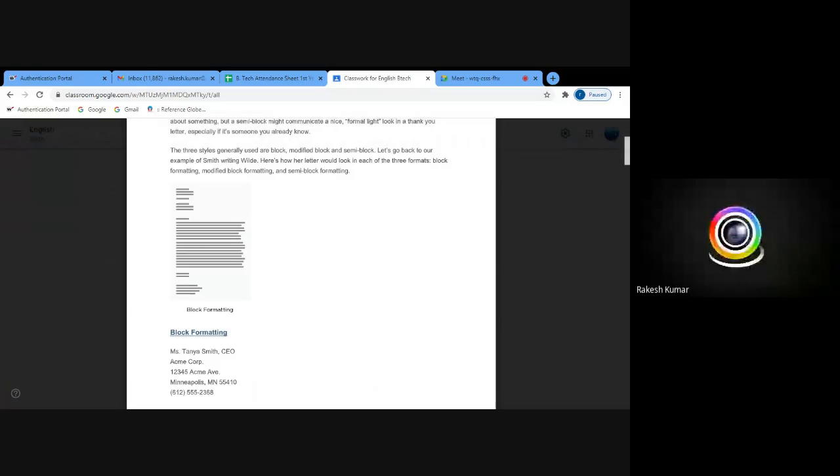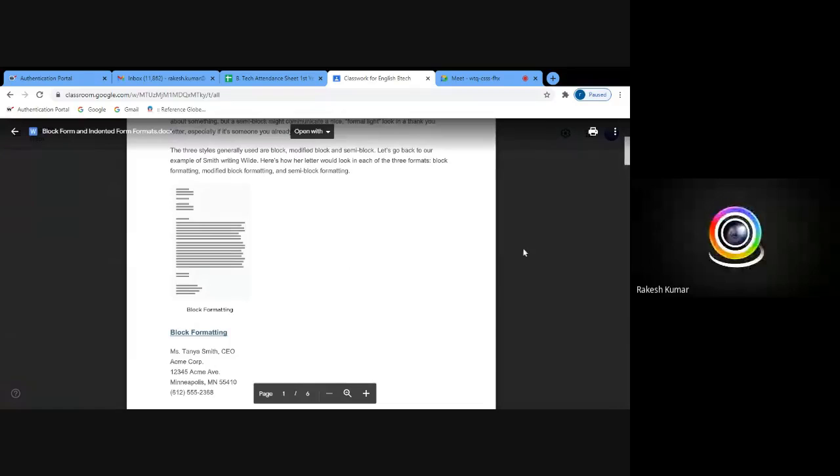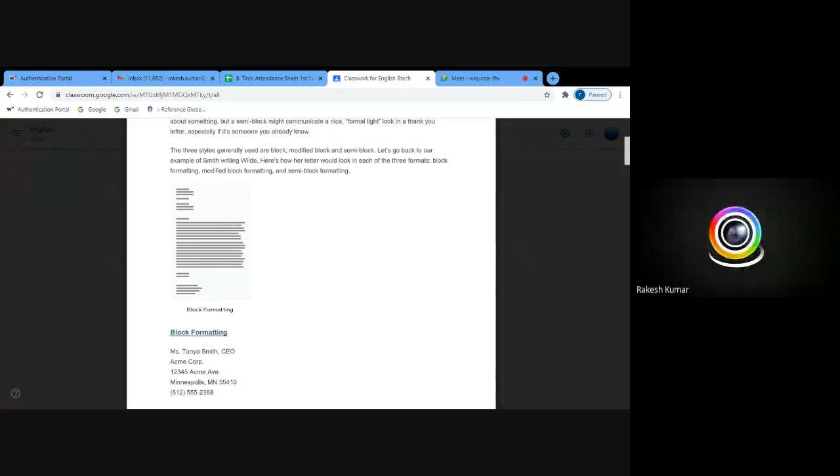In a lot of formal letters, we use CC and BCC as well. CC is more important. BCC we do not use in letters; BCC is for emails. The full form of CC is carbon copy.